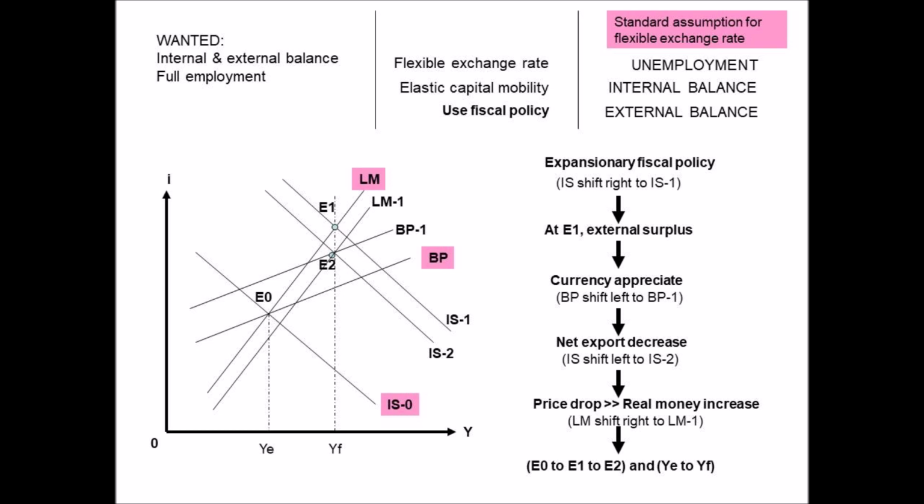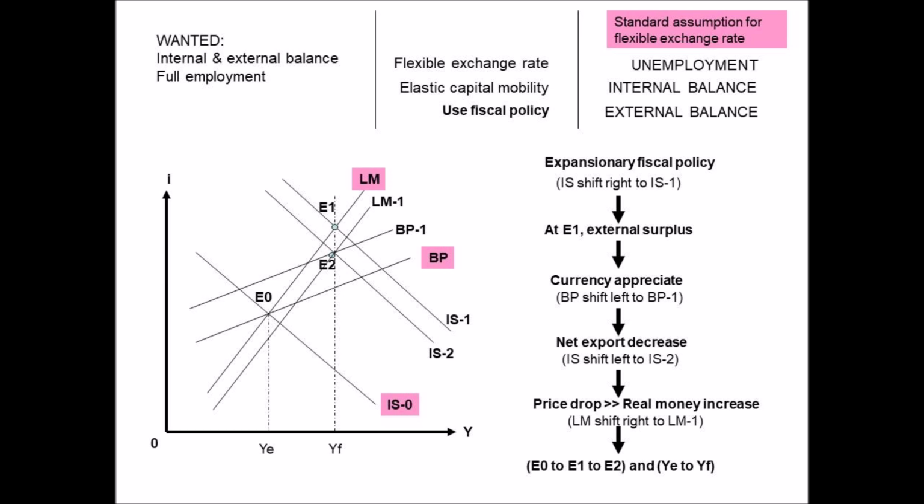Now you are at internal balance and external balance, but not full employment, and you are asked to use fiscal policy. You want to increase the output, so you go for expansionary fiscal policy. Because fiscal policy affects the IS curve, the goods market, the IS curve shifts to the right. This shift to the right is to achieve full employment. But even though you achieve full employment, you have an external surplus. You cannot fulfill the requirement of internal balance, external balance, and full employment.